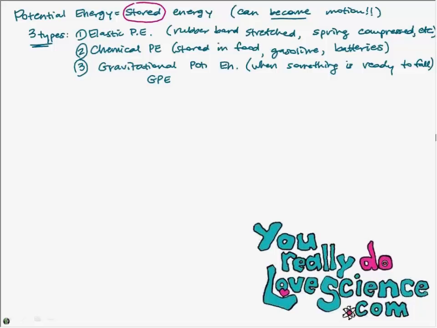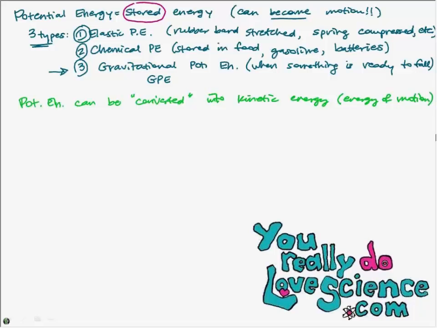Later I'm going to teach you the equation for the springs, the elastic potential energy. The springs have an equation, but we'll get to that later. First, we're going to start with the one that's most common, gravitational potential energy. Potential energy can be converted or transformed into kinetic energy, and kinetic energy is energy of motion.